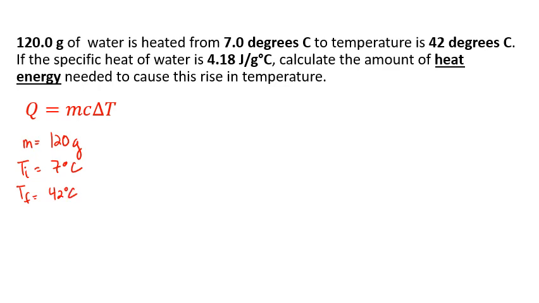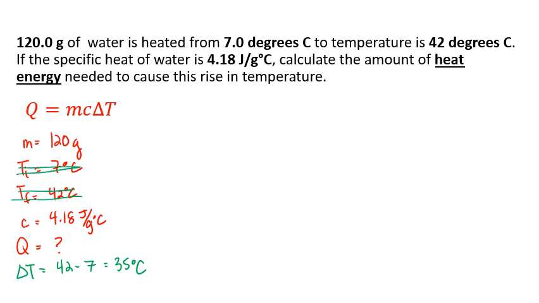It also says our specific heat, the lowercase c, is 4.18 joules divided by grams degrees Celsius. Calculate the amount of heat energy needed to raise the temperature. This is our Q value. Again, first thing you need to do is the delta T expression. So that's 42 final minus initial. That should give you a value of 35 degrees Celsius. So we no longer need these two numbers. We're not going to use them anymore. We have our delta T.